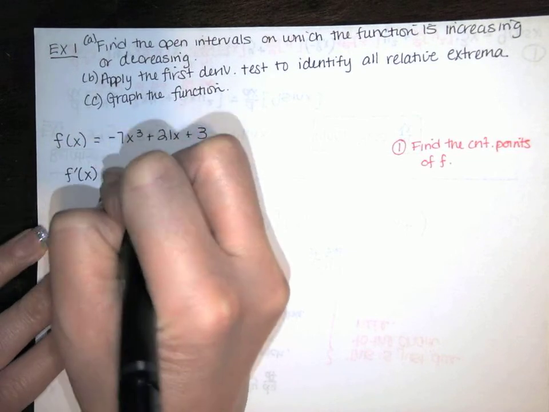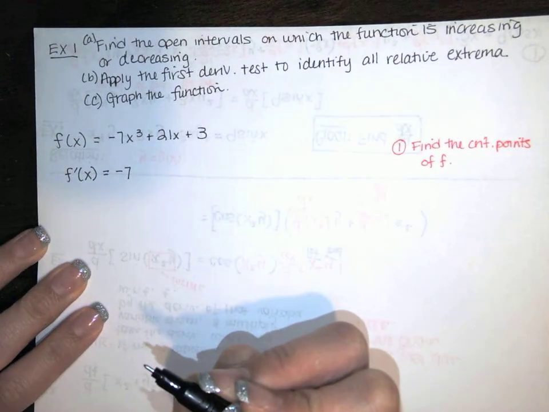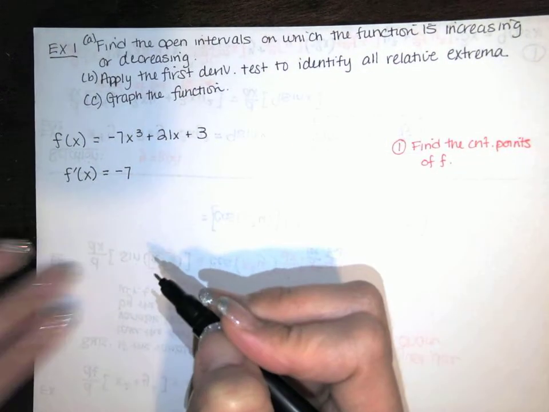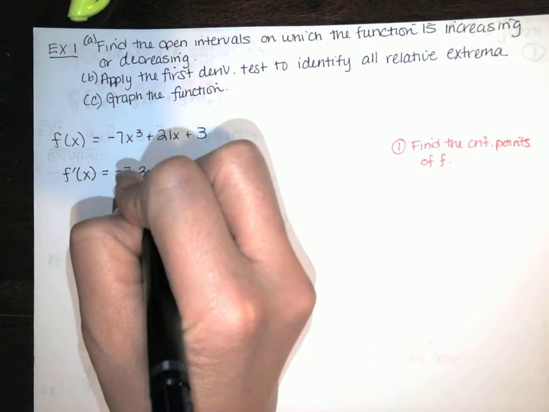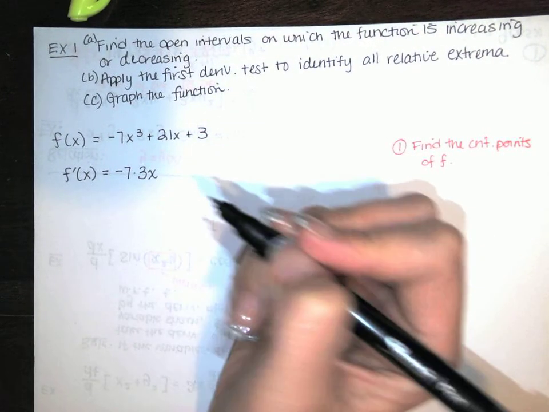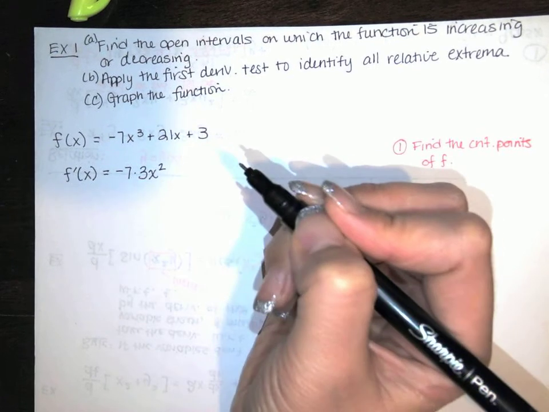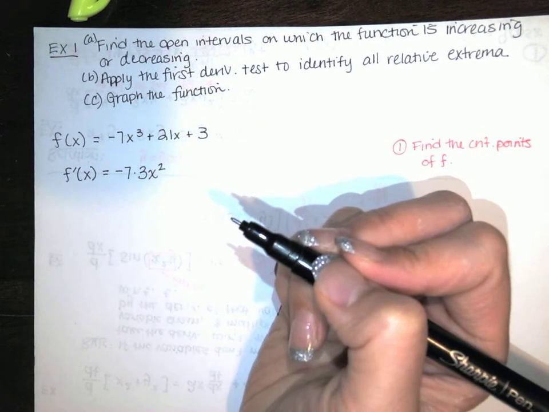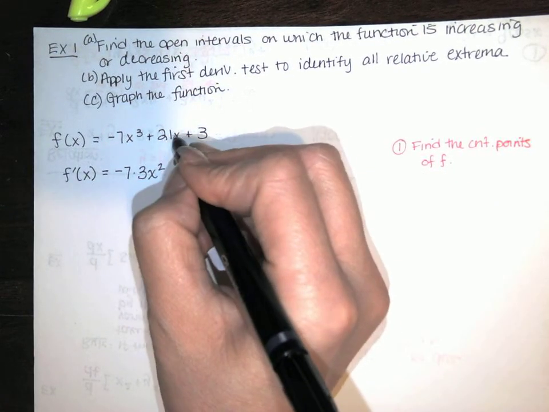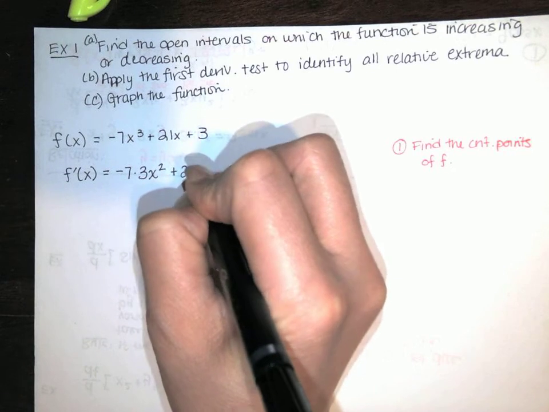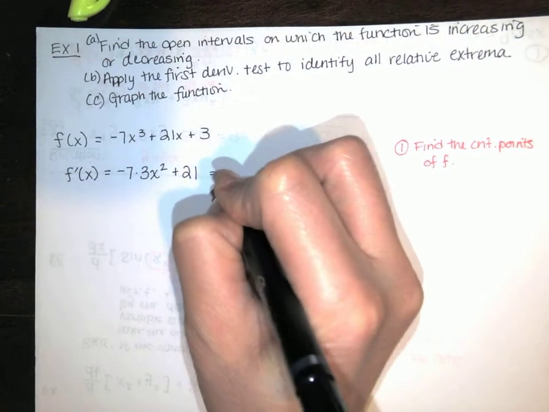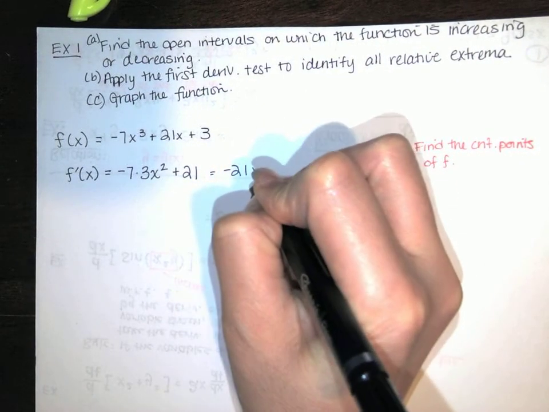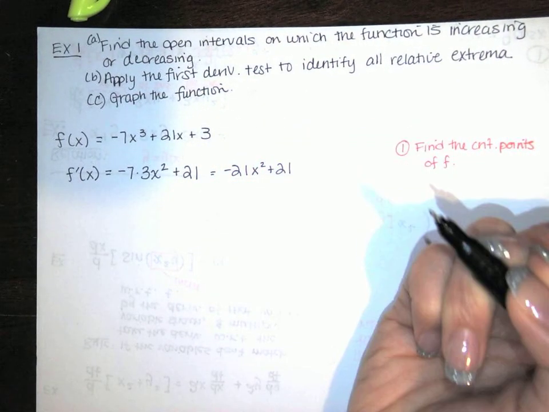Easy breezy. Just taking the derivative, bring the -7 down. Take the derivative of x cubed using the power rule. So you bring your power down, multiply by x to the last power minus 1. 3 minus 1 is 2. Then I've got a constant times x here. The derivative of a constant times x is just my constant. And of course the derivative of a constant 3 is 0. So if we simplify this, we've got -21x squared plus 21.